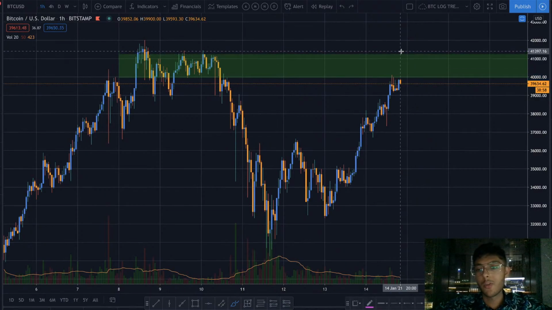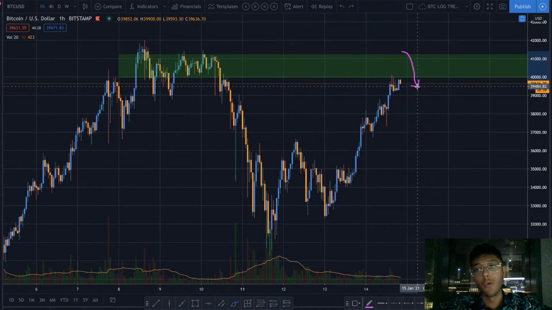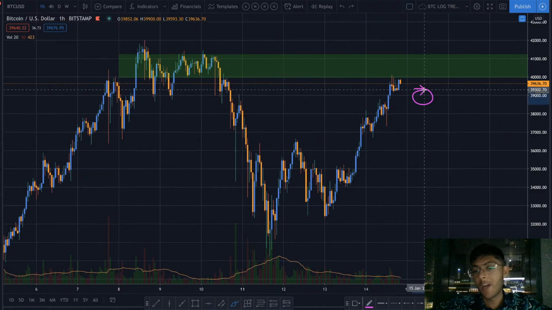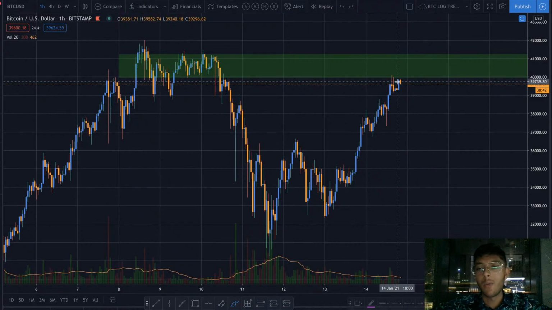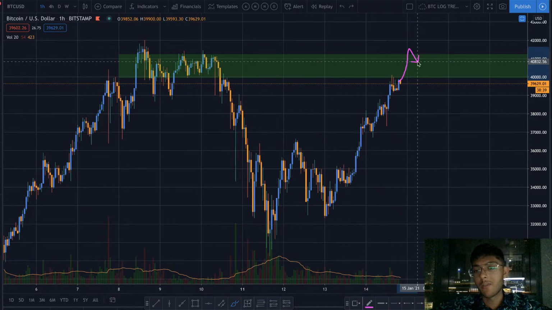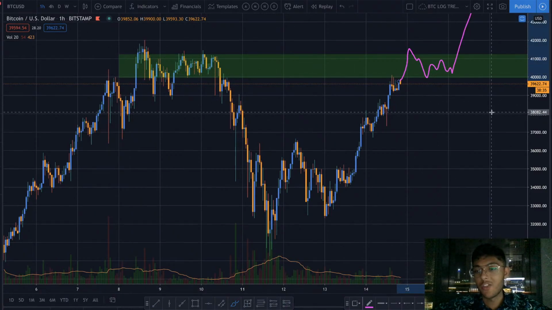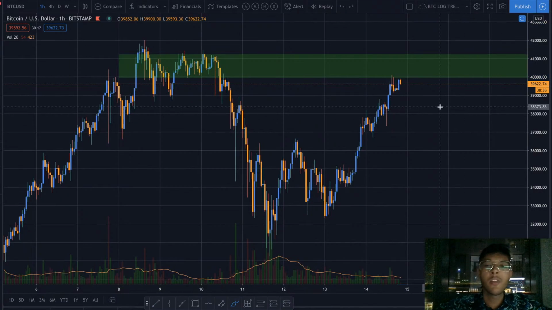If we dump below this green box, below 39, after hitting 42, then I think we could be in for a little bit of time waiting, a little bit of a challenge, a little bit more blood. I think that would make a lot of sense. But if not, and we hit 42, get rejected for a little bit, and trade sideways here, I'm going to be pretty optimistic that the price is just going to go right back up. So it depends on how we get rejected.